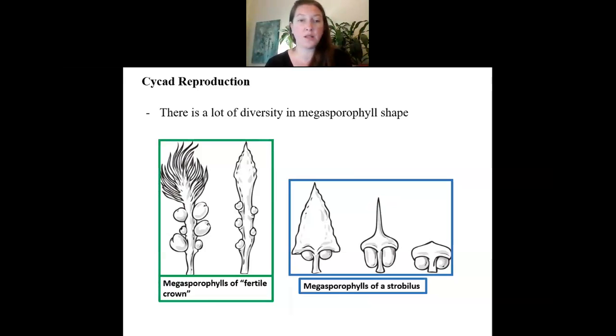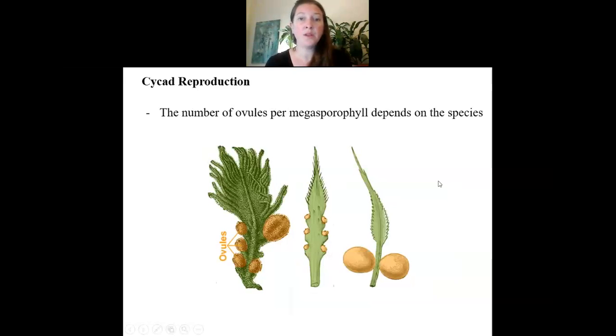Whereas the megasporophylls of a strobilus have been modified to be very small. They're non-photosynthetic. They don't need to do photosynthesis. They're just holding on to the ovule. And so they've been modified to be very, very small. And the number of ovules per megasporophyll is going to depend on the species. So in the case of the one on the left, it has 1, 2, 3, 4, 5. The one in the middle has 6. The one on the right has 2.